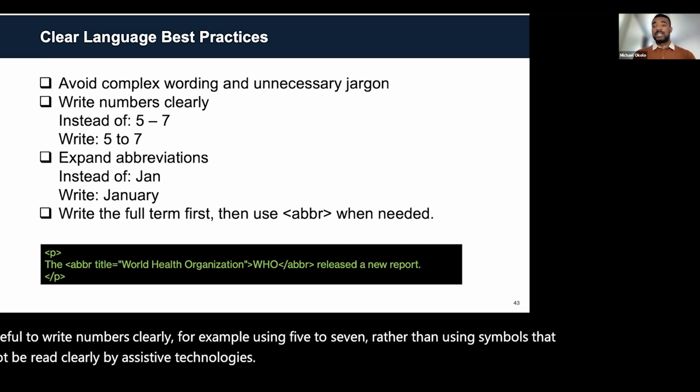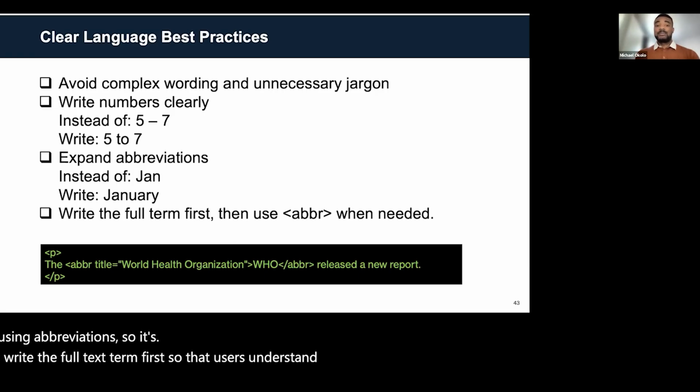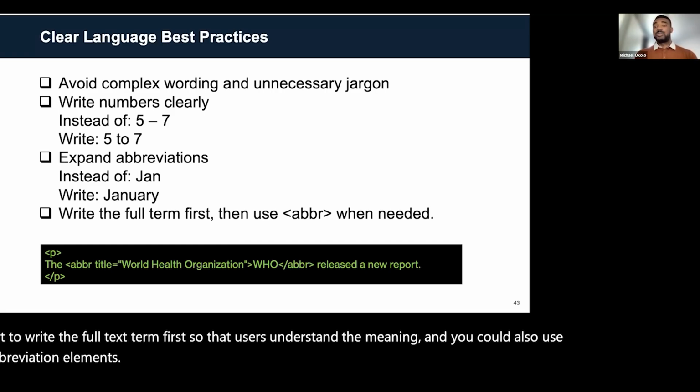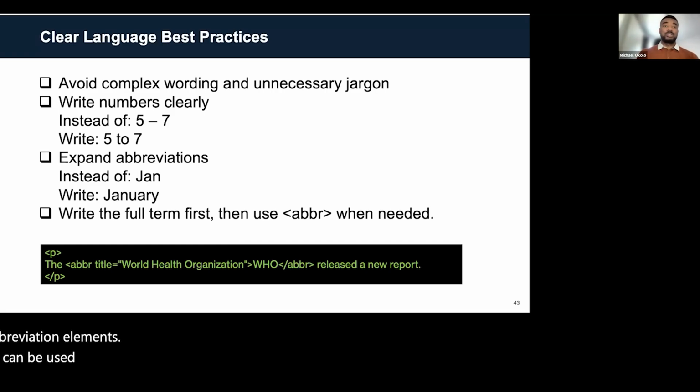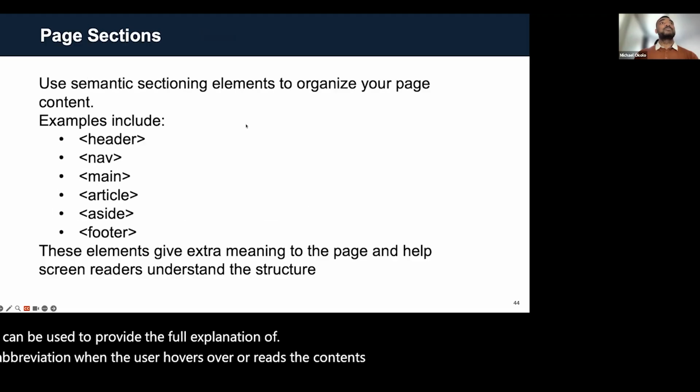When using abbreviations, it's best to write the full text term first so that users understand the meaning. And we could also use this abbreviation element. This can be used to provide the full explanation of an abbreviation when a user hovers over or reads the content with assistive technologies.